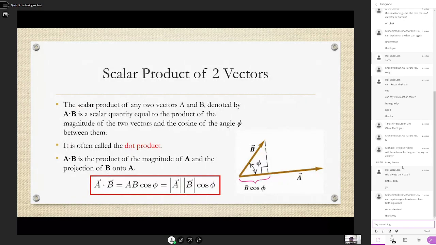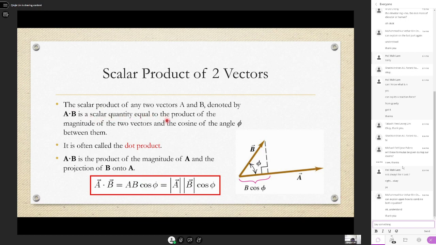For work and energy, we will start by revising the scalar product first. I'm sure you have all learned it before, but let's do a quick revision because the work done that we are talking about for energy is actually based on the scalar product. The scalar product of any two vectors A and B is denoted by A dot B. The other kind is A cross B, which we will revise next time. Now we talk about A dot B.